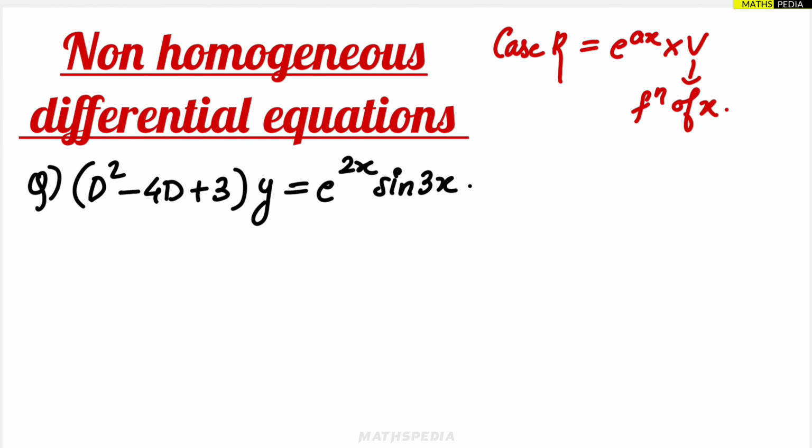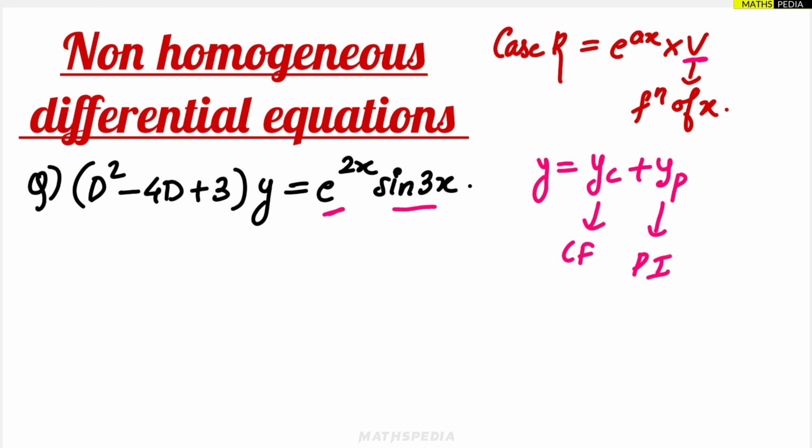So here we are taking one more case related to e power ax into v, where v is a function of x. In the RHS part you can observe that e power ax is there, into a function of x. In order to find the solution, y is equal to yc plus yp, where yc is the complementary function and yp is the particular integral.